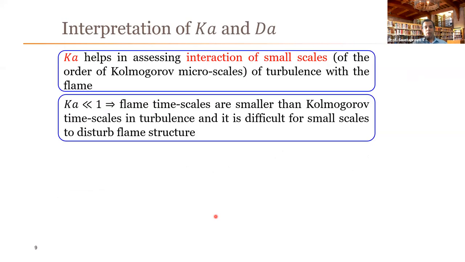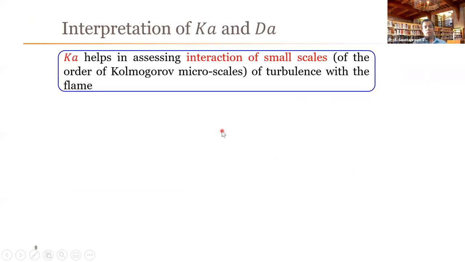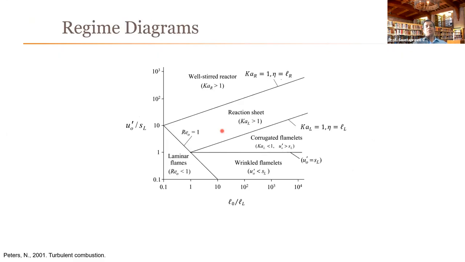So with this, if you recall that these are the length scale ratios and the velocity scale ratios that we have formed to define the Karlovitz number and Damköhler number, then we can also draw iso-Karlovitz number and iso-Damköhler number lines in a diagram whose axes are composed of these non-dimensional parameters. Our regime diagram is defined with the ratio of the integral length scale to the flame thickness on the x-axis, and the RMS of velocity fluctuations divided by the unstretched planar laminar flame speed on the y-axis.